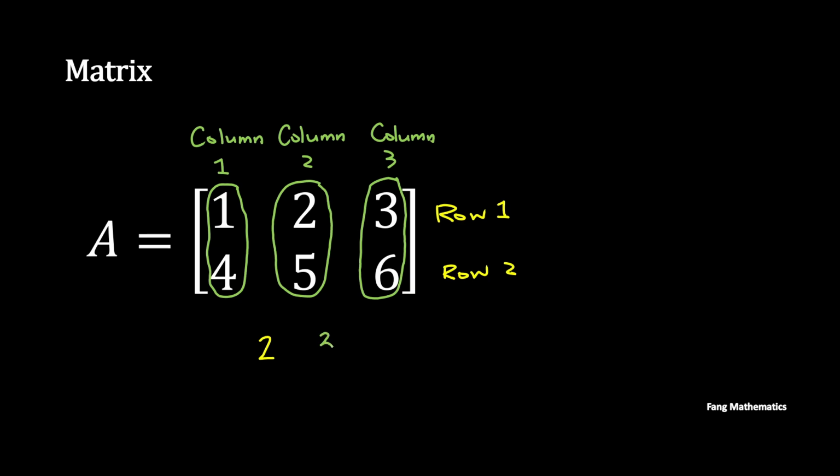And let's use the number 3 to represent the number of columns, and we always mention the number of rows first before the number of columns. And the two numbers are separated by this multiplication sign. In words, we say by. So the order of this matrix is 2 by 3.